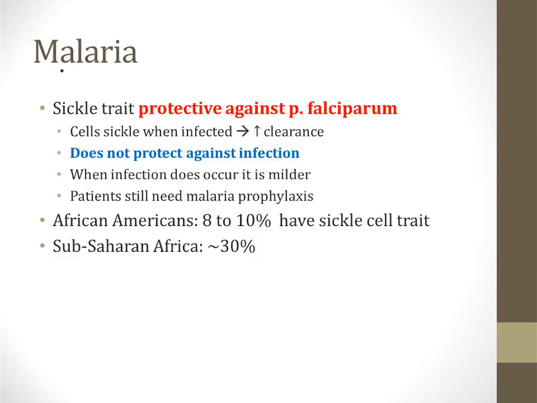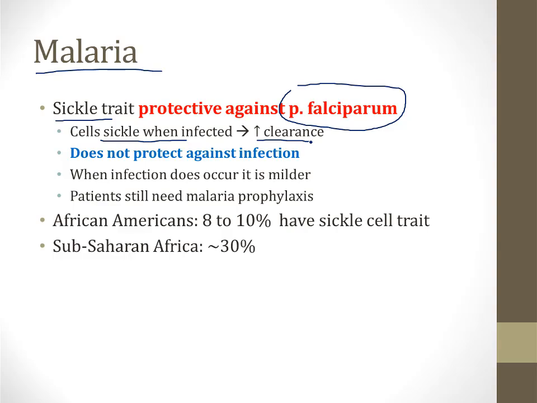It's believed that the genetic defect in sickle cell anemia may have evolved because it's protective against malaria. Patients who are carriers for the genetic defect in sickle cell anemia, in other words, patients who have sickle cell trait, are protected against Plasmodium falciparum infection. This is the most severe form of malaria. When these patients get infected, their red blood cells sickle, and this increases their clearance, and along with clearing the red blood cells, the Plasmodium falciparum will also be cleared.